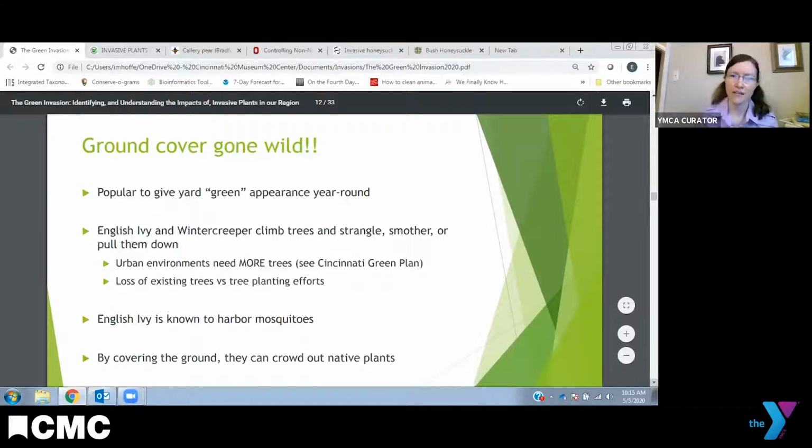Okay, so the first section is ground cover gone wild. Oh, there's another one. Here we go. Okay, so ground cover was popular to put in people's yards, maybe under a tree or in an area to give a kind of green appearance year-round.